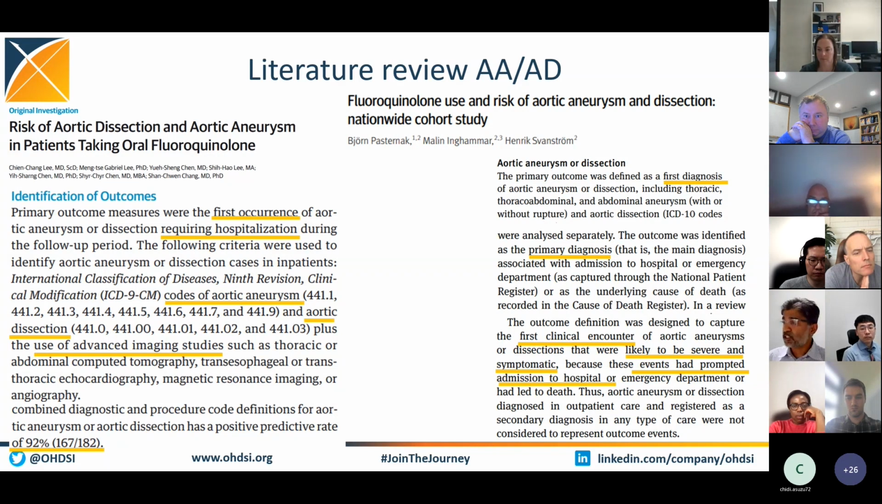The next study, by Pasternak and others, said they used first diagnosis of aortic aneurysm or dissection. We include the entire aorta, thoracic and thoracoabdominal aneurysms. We require primary diagnosis with admission. So they're hospitalized persons with a primary diagnosis. This is the first clinical encounter. And we included the entire spectrum, likely severe and symptomatic. They justified the use of inpatient because that represented severe and symptomatic cases. So let's take a note of their choices.